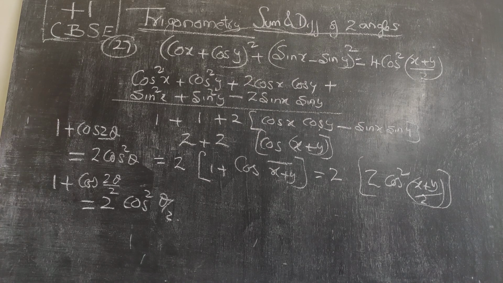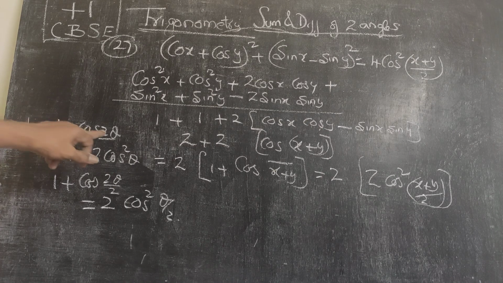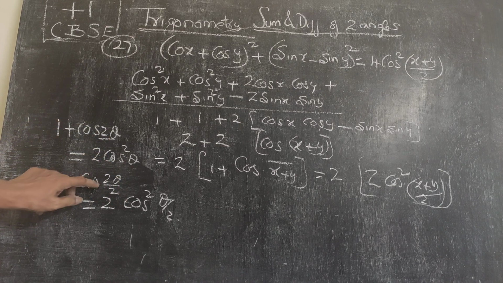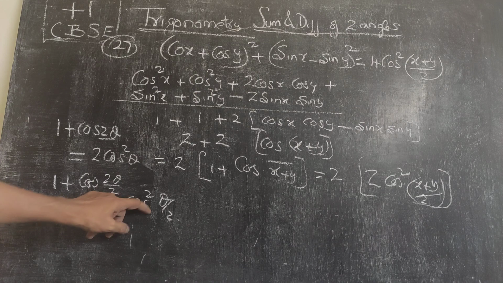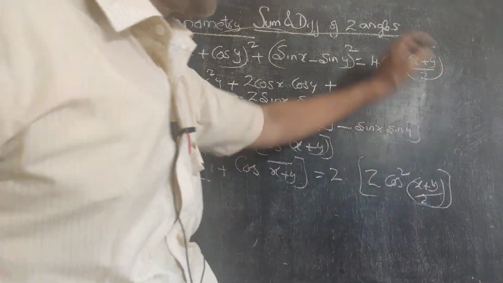So the 1 plus cos 2 theta formula, I have given that. That is equal to 2 cos square theta, or cos 2 theta equals 2 cos square theta minus 1. That only I have written in the other way: 1 plus cos 2 theta equals 2 cos square theta. If 2 theta is divided by 2, theta also should be. Here I am dividing by 2, here also dividing by 2. The result is that 1 plus cos theta equals 2 cos square (theta by 2). You consider this as theta, so this by 2 you get the answer.